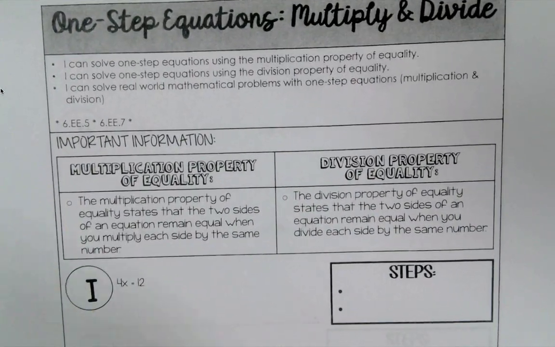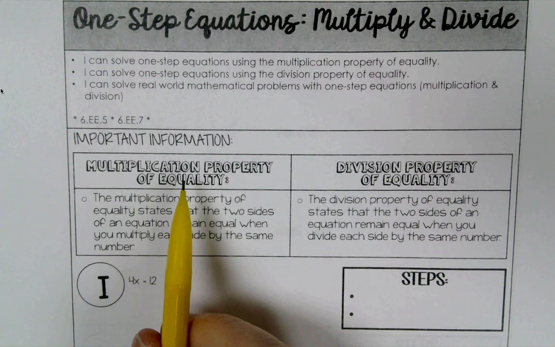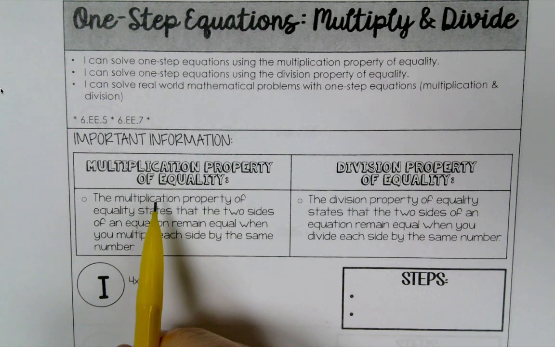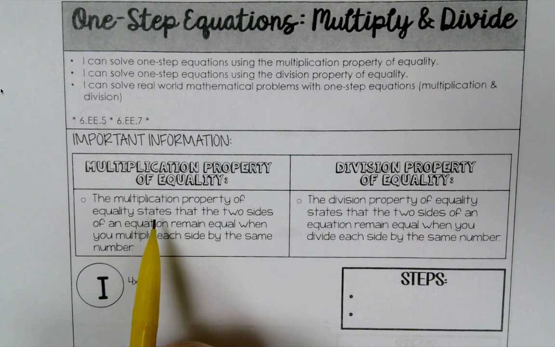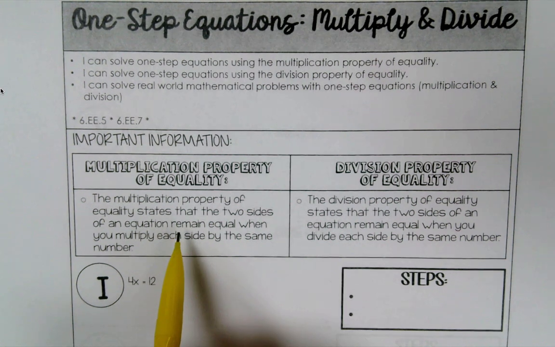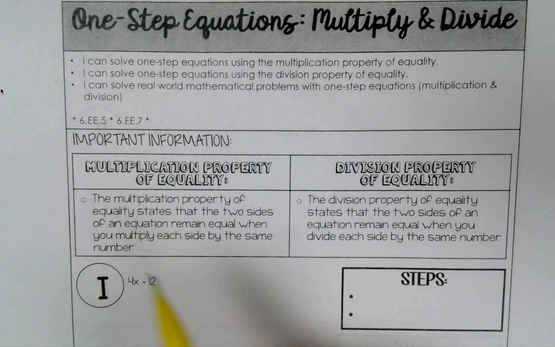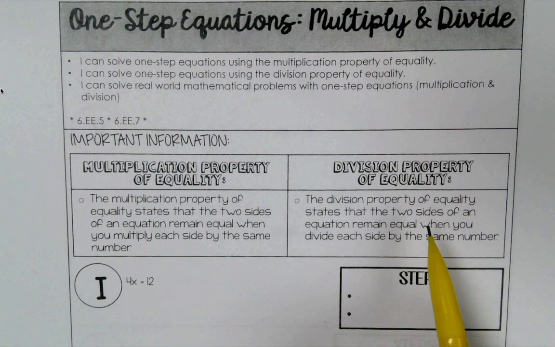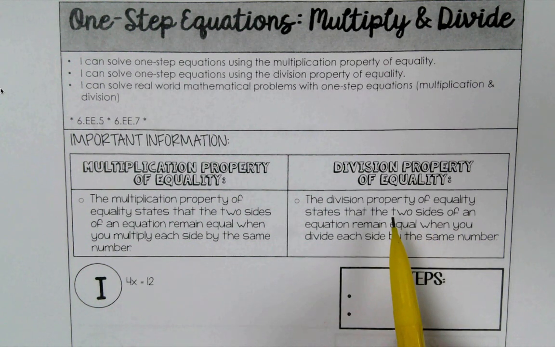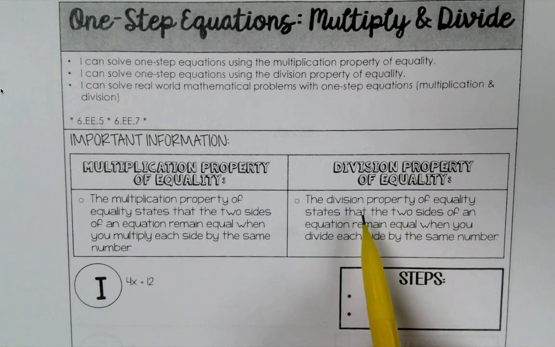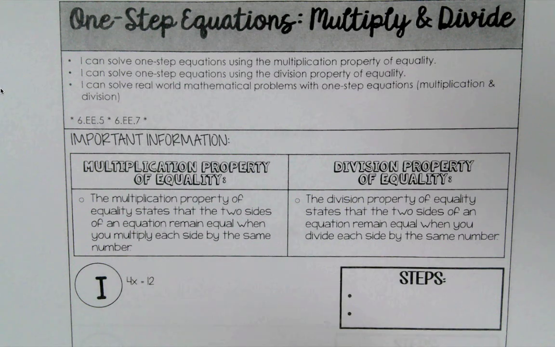The multiplication property of equality states that the two sides of an equation remain equal when you multiply each side by the same number. And the same goes for division. The two sides of an equation remain equal when you divide each side by the same number.